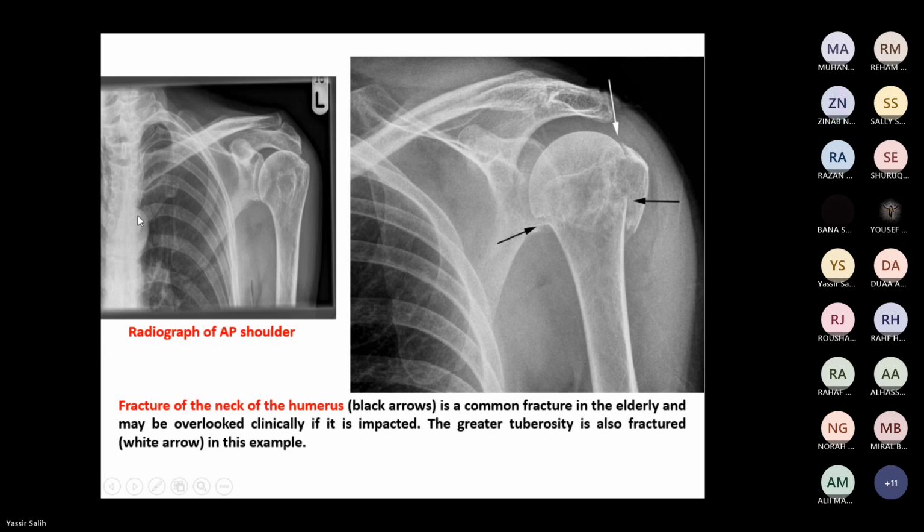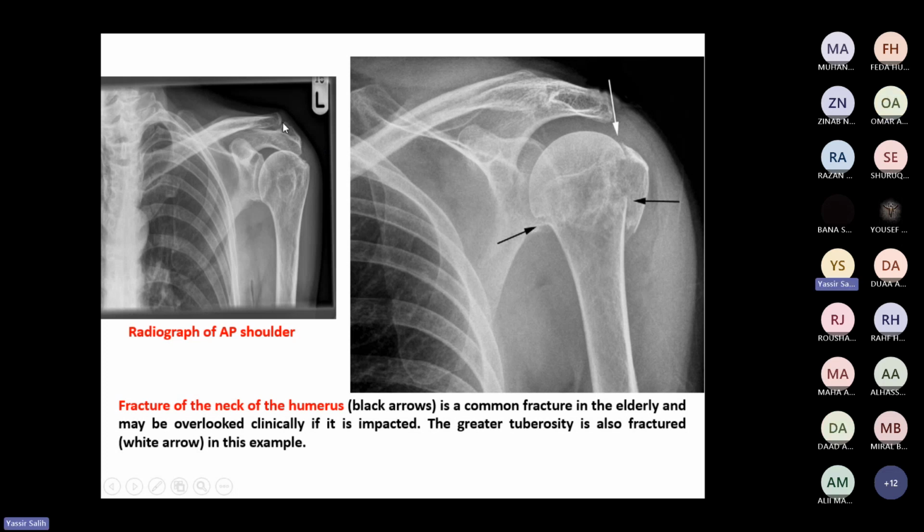Plain X-ray. For what part? Shoulder. What is this bone? Clavicle. And what is this? Head of the humerus. And what is this part? Scapula. The acromion process. Is it the acromion?